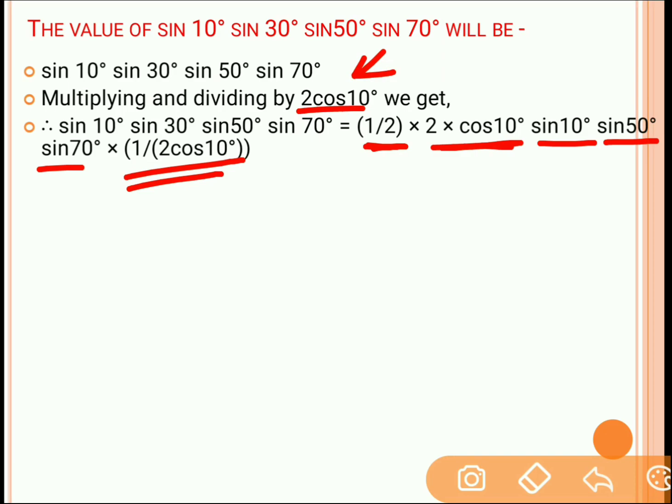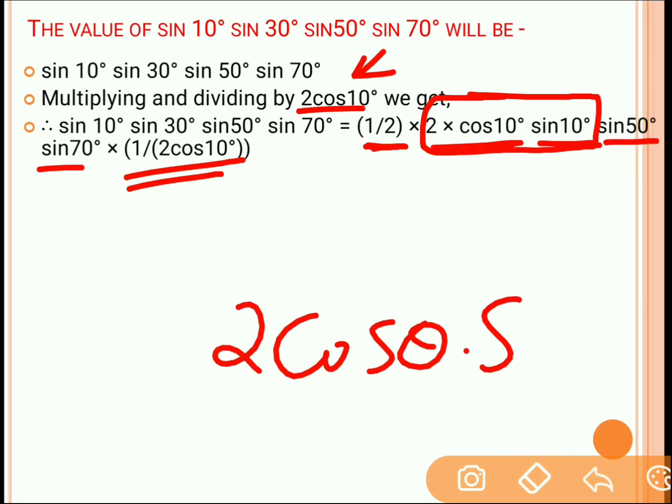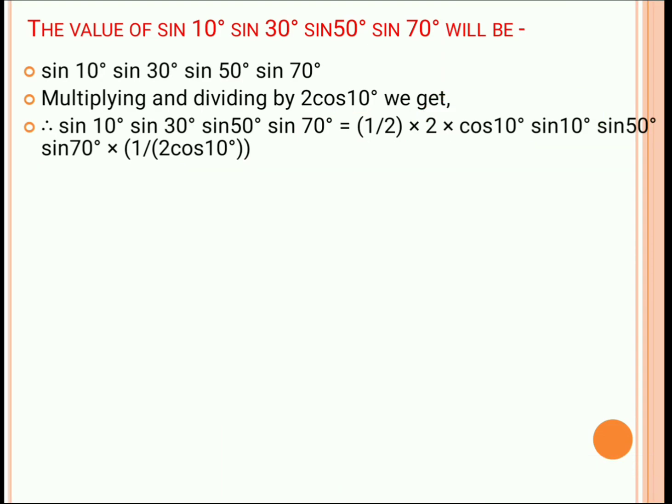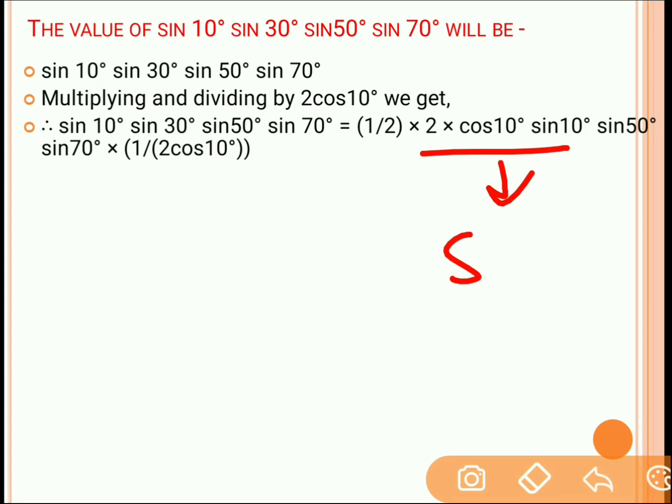Now if you observe it carefully, what is this expression? 2 times cos 10 into sine 10. That is equal to 2 times cos theta into sine theta, because the angle is the same, that is 10 degree. So this expression is equal to sine 2 theta. Using the relation sine 2 theta is equal to 2 times cos theta into sine theta, this expression will be equal to sine 20 degree. So the value of 2 times cos 10 into sine 10 is equal to sine 20 degree.